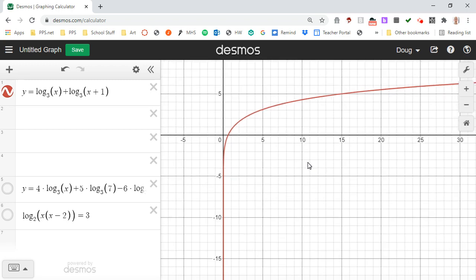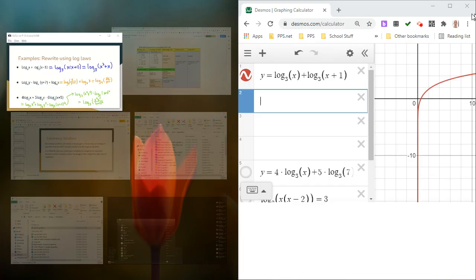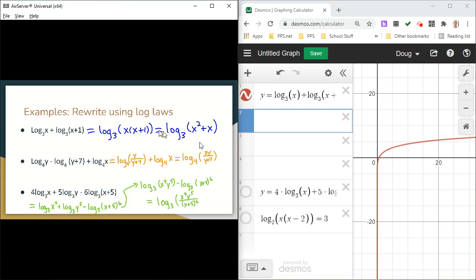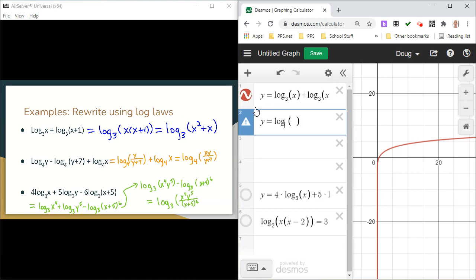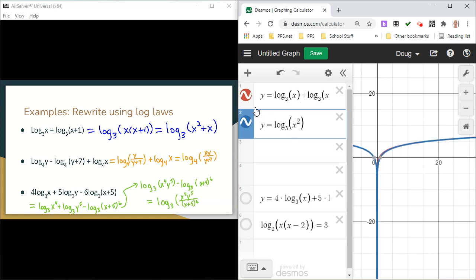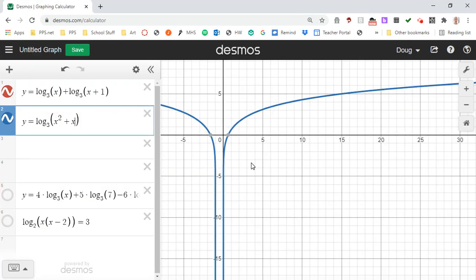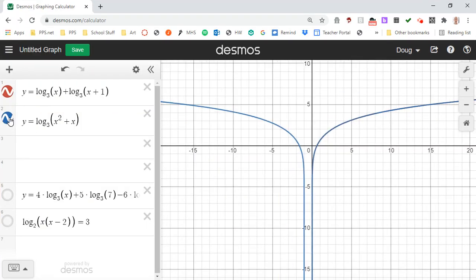Even zoom out a little bit. Now, I want to do this right-hand side. So we're going to graph that. Y is equal to log base 3 of x squared plus x. And look what happens. So if I don't show it, there's the red one, the original one. Now if I show it, the blue one is right on top of the red one, but also there's this side over here.